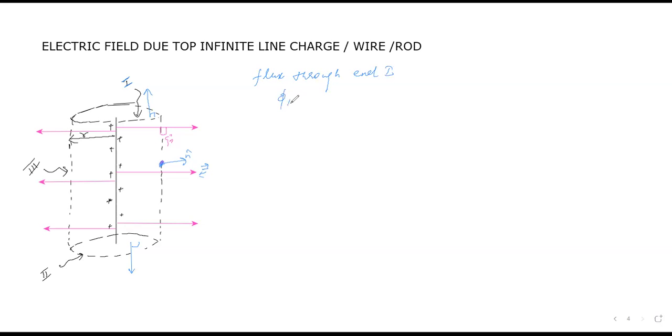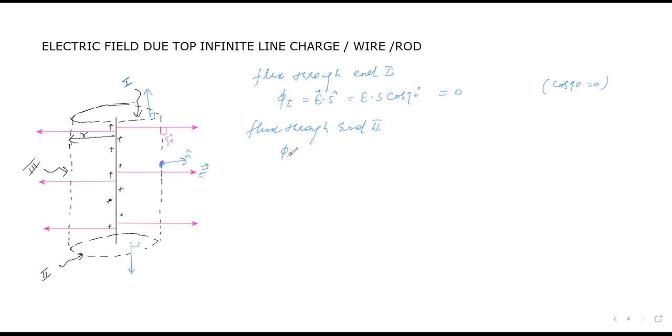Phi 1 is equal to E dot S, which is your ES. The angle between E and S is 90 degrees. We can write here cos of 90, which is 0, because cos 90 is 0. Similarly, flux through surface 2.